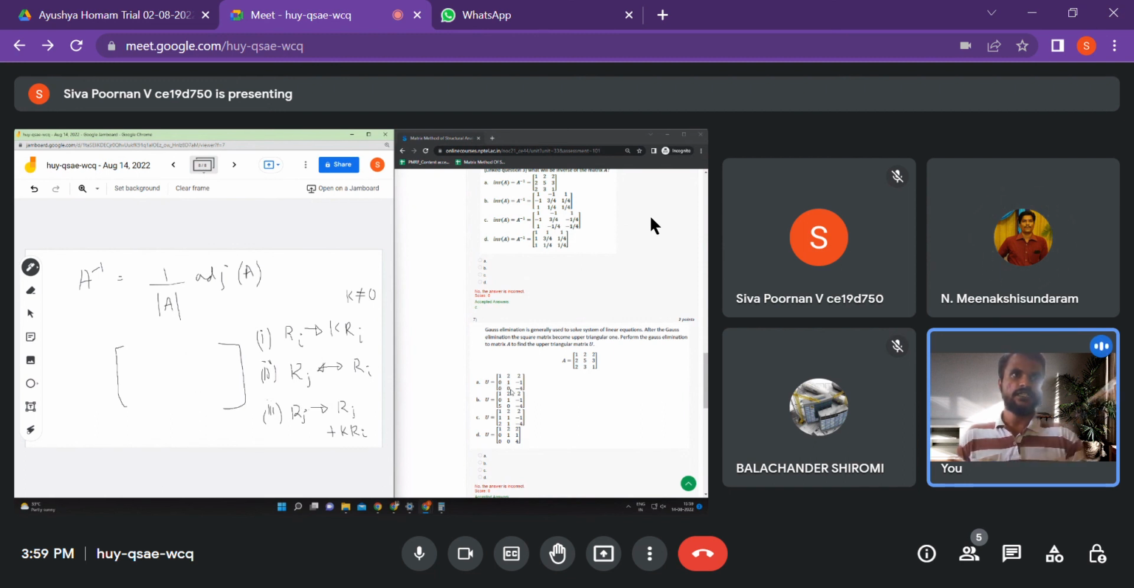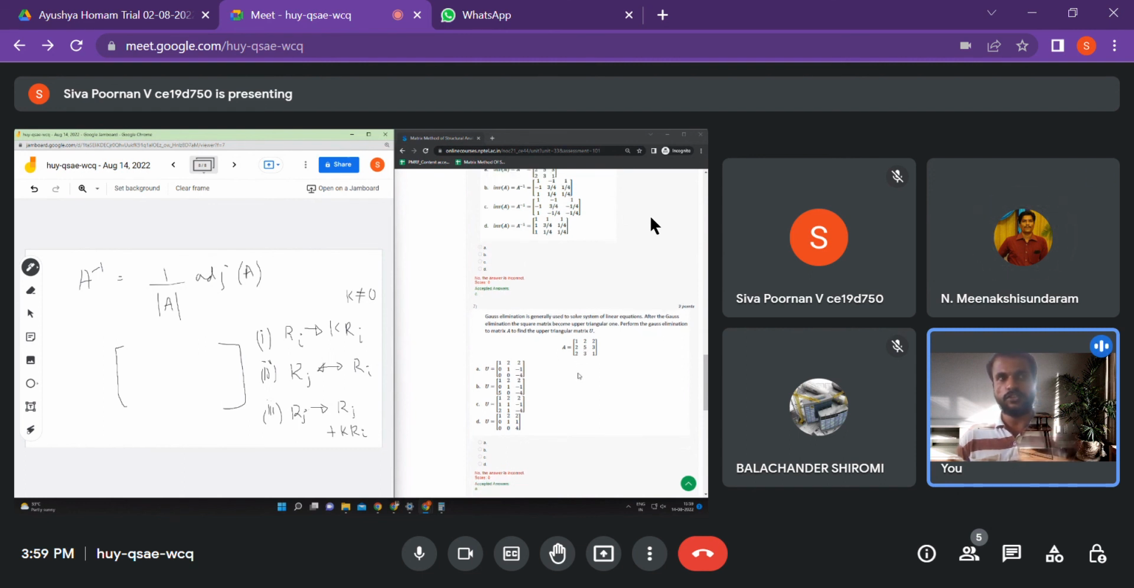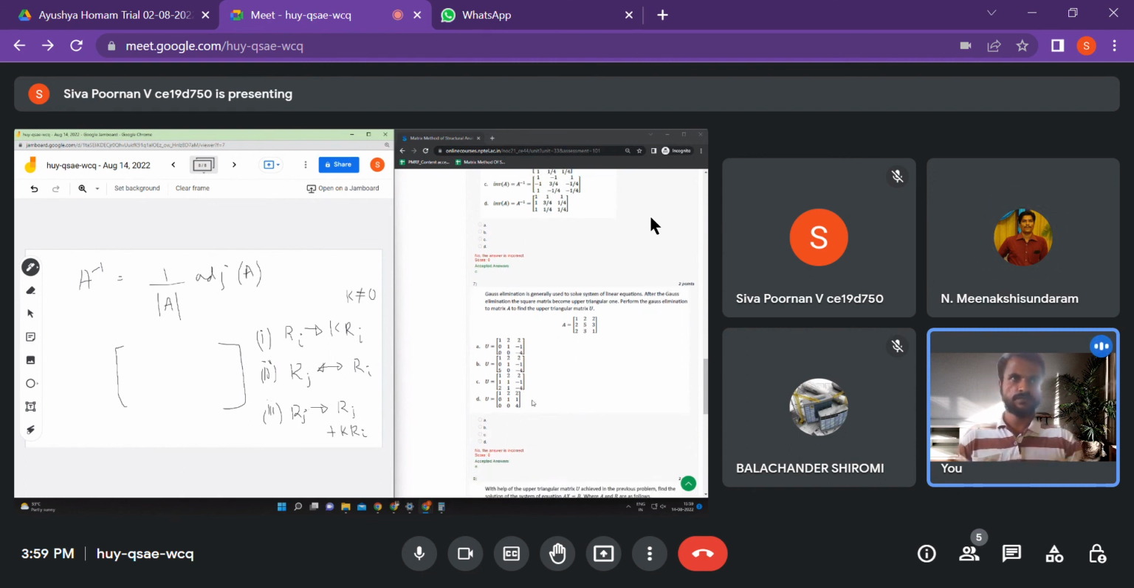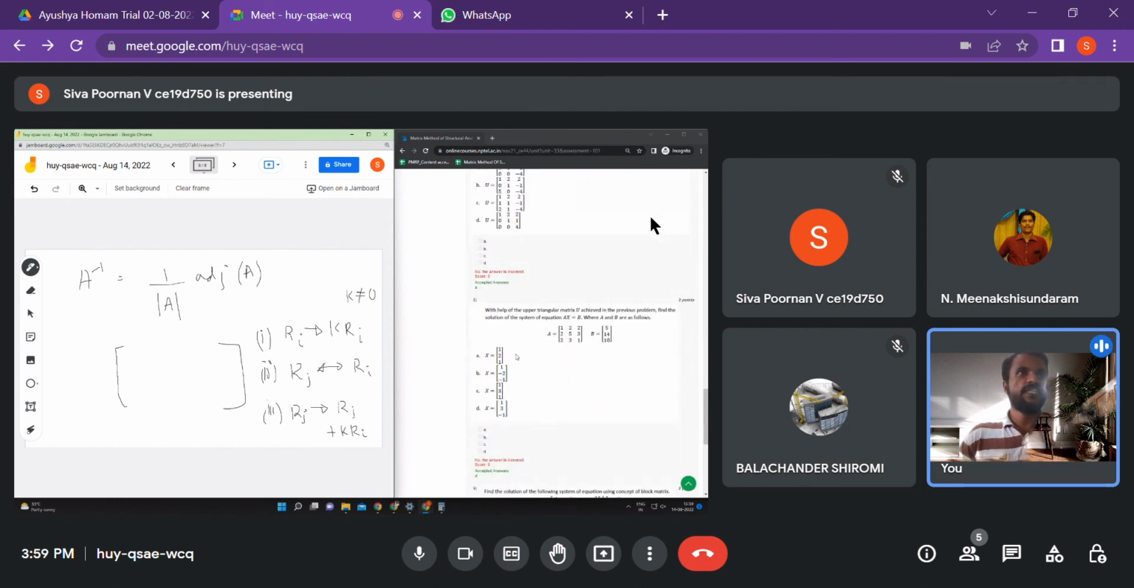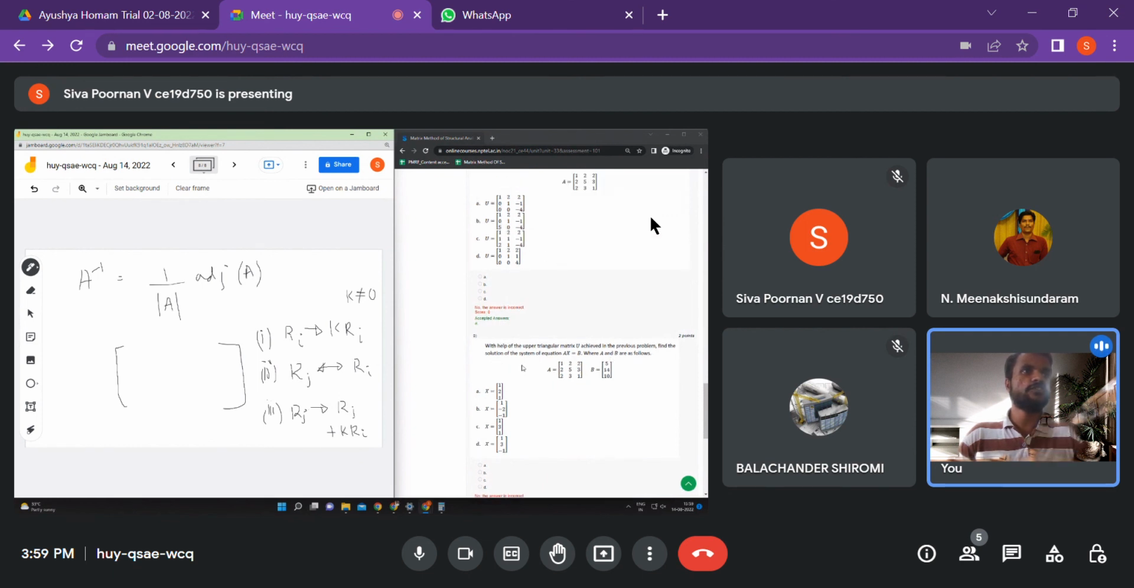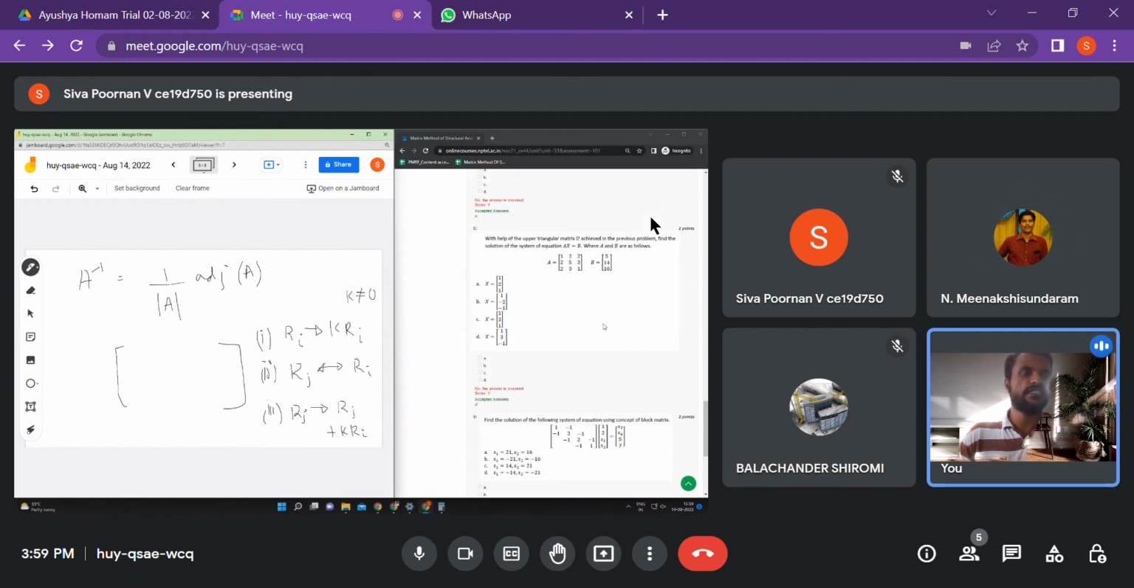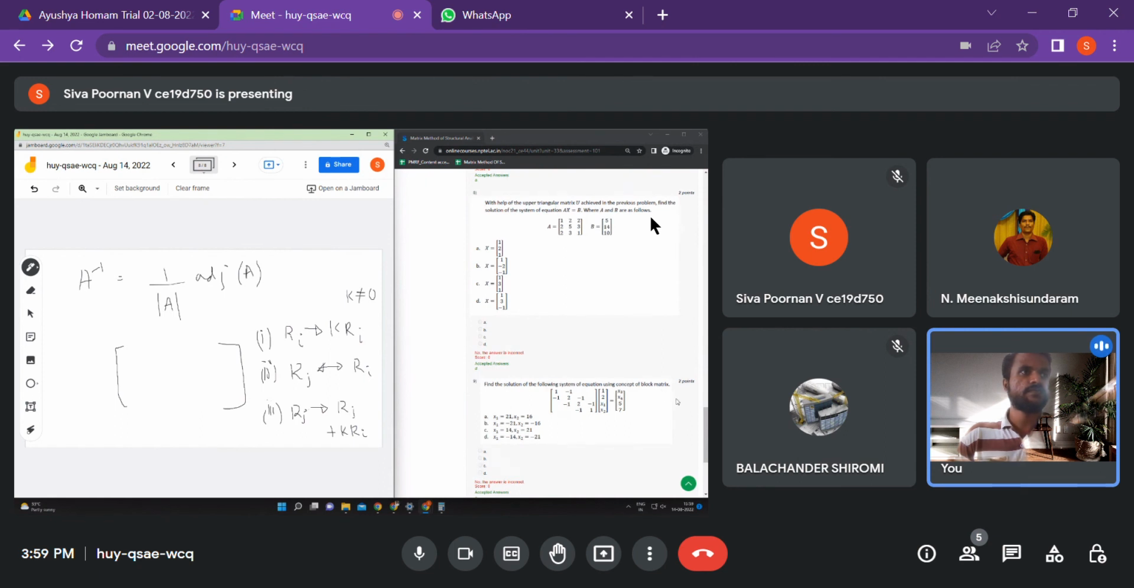Those are the three rules we can use to perform different operations such that we make the lower triangle 0. Once we do that, we can solve the system of linear equations. With the help of the upper triangular matrix, you can find the solution. So that is self-understandable, I guess.